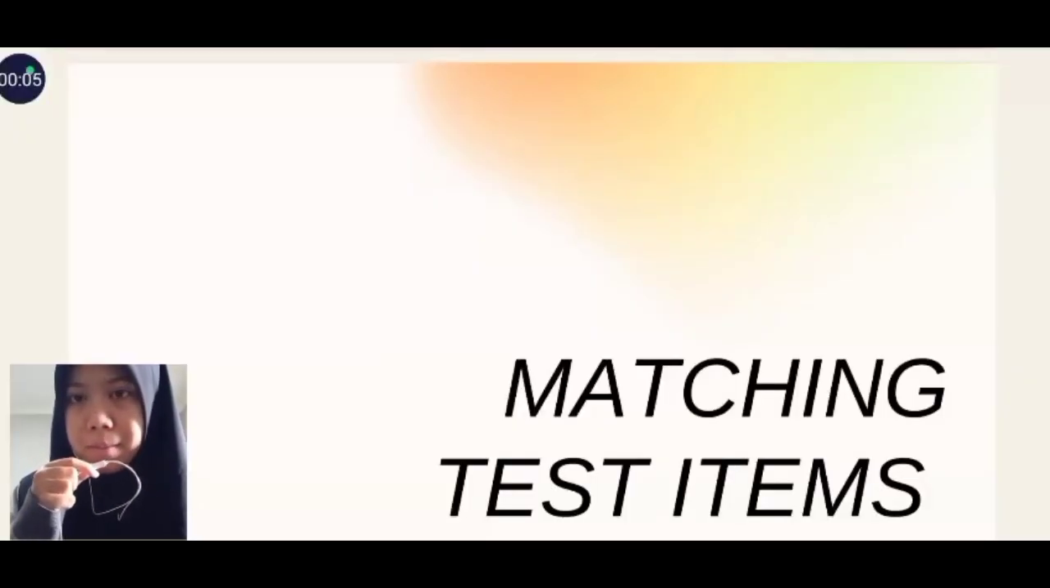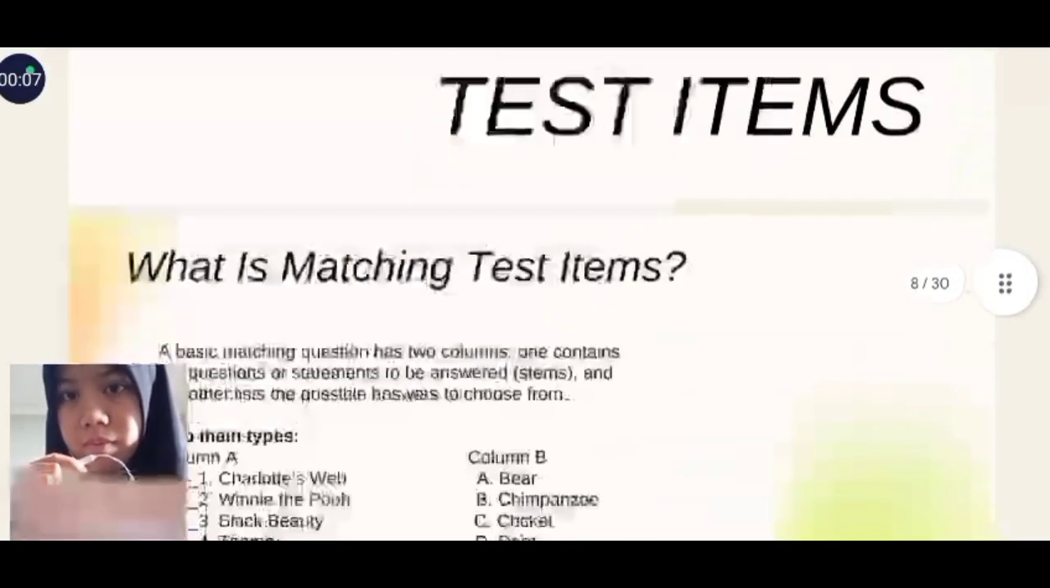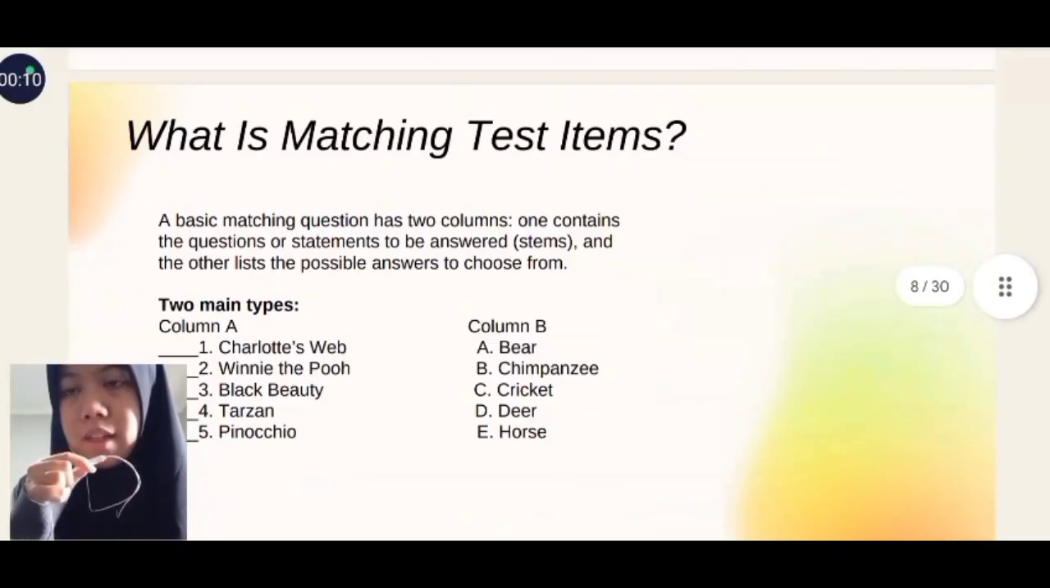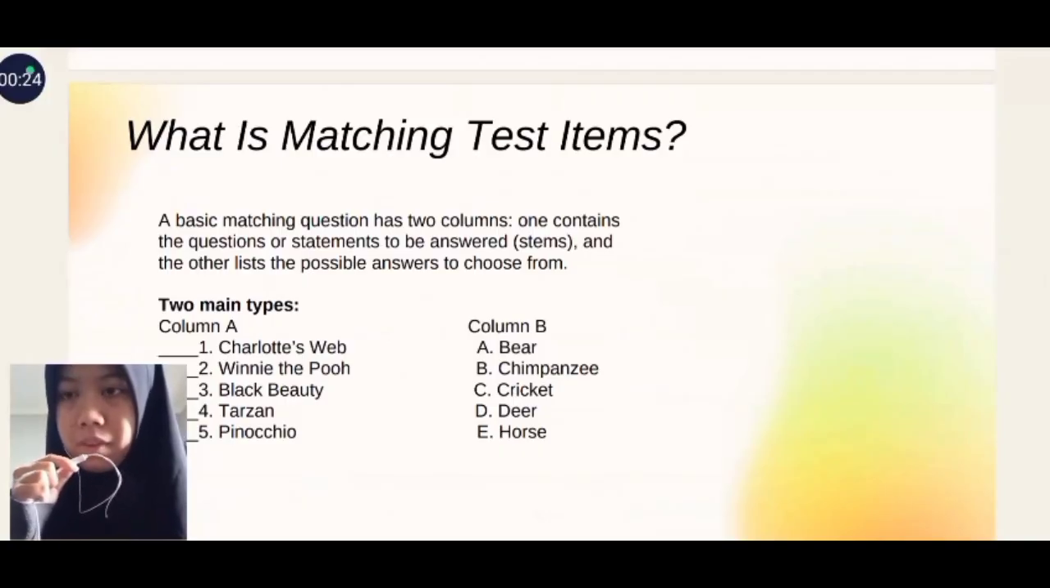Now I will explain about matching test items. What is matching test items? A basic matching question has two columns. One contains the questions or statements to be answered, and the other one is the list of the possible answers. Here is an example of matching test items. There are two columns, column A and column B. Column A on the left side is the questions or the statements, and column B is the possible answers that need to be answered.